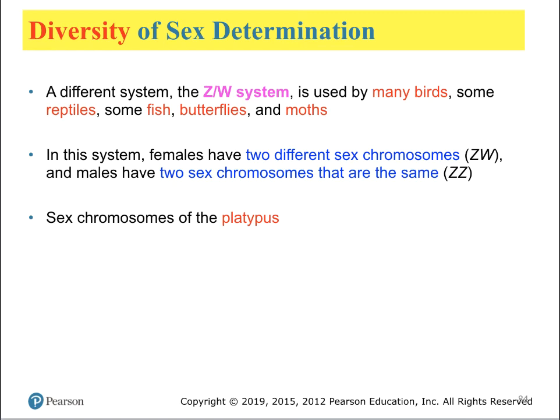An alternative system is used by some animals. That system is known as the ZW system. So many birds use it, not all. Some reptiles, some fish, all butterflies, and all moths. The system relies on the fact that females have two different sex chromosomes and the males have the two equivalent sex chromosomes, thus the opposite to us.